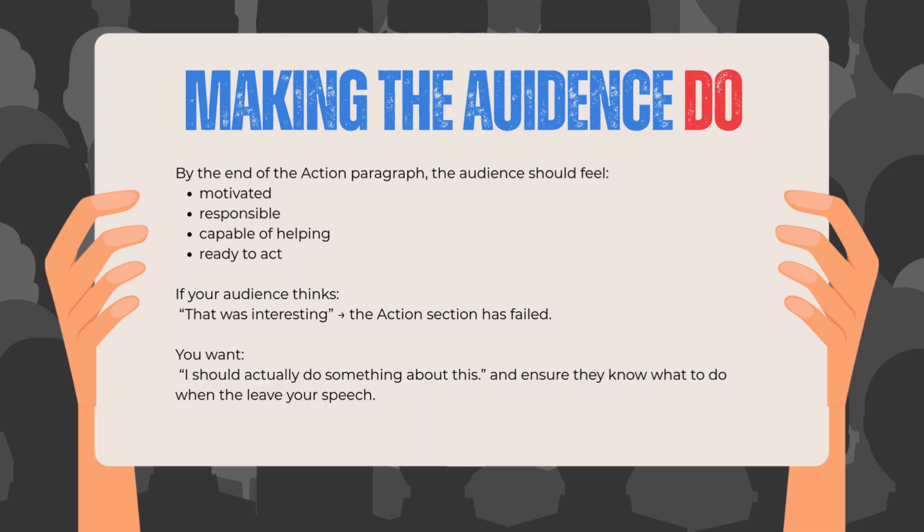So, this section is all about making the audience do. We've had them feel, we've had them see. Now it's about do. So, at the end of this, your audience should feel motivated. They should be responsible, they should be capable of helping, and they should be ready to act. If they walk away thinking, oh, that was interesting, then this section has not worked. You want them thinking, I should actually do something. No, actually, they should be saying, I'm going to do something because you've told them how to do it. And they need to know exactly what that something is. Clarity is power here.